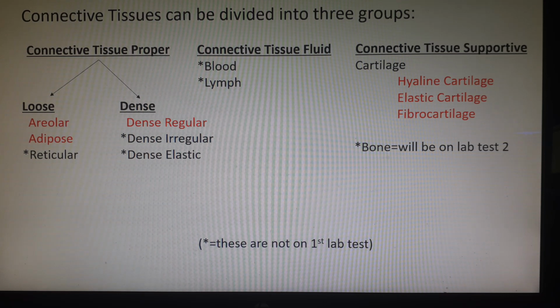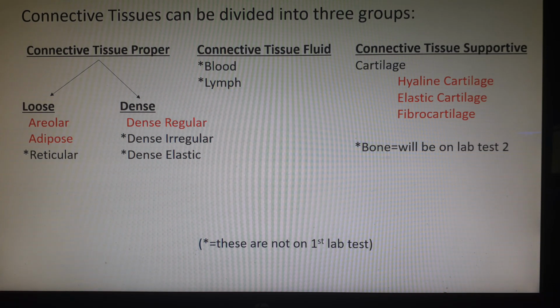We're going to see images in a minute. The connective tissue fluids are blood and lymph, and you are not going to have to know those for the lab exam. We will discuss them in the lecture. And then connective tissue supportive are cartilages and bone. Now, bone was listed in this first lab exam, but I am moving the bone slides to the second lab practical exam because that's all about the skeleton. So yes, you're going to have to know it, but not for the first lab exam, okay? So from the connective tissue supportives, you're going to have to know the difference between the three different cartilages.